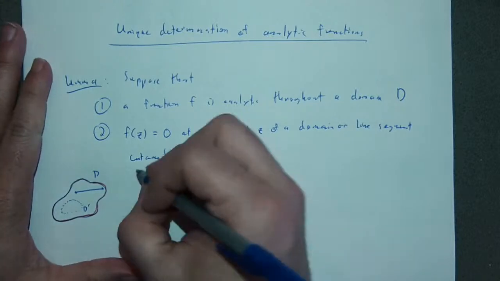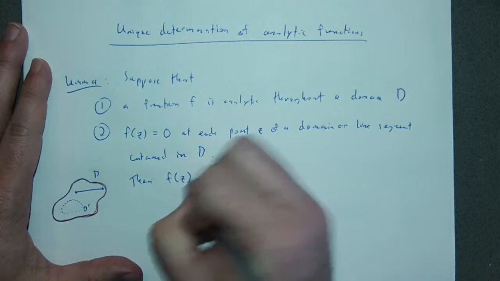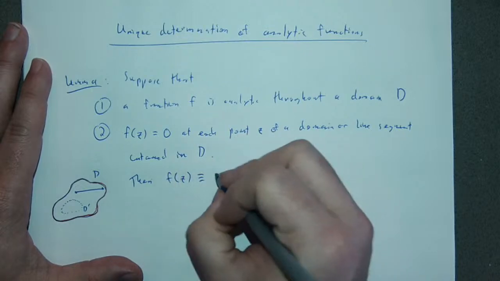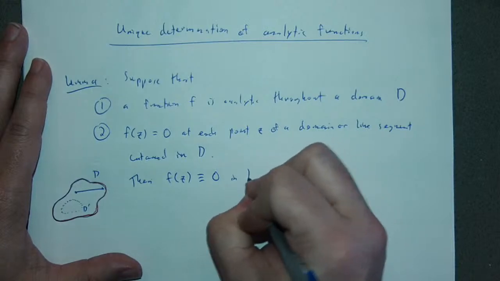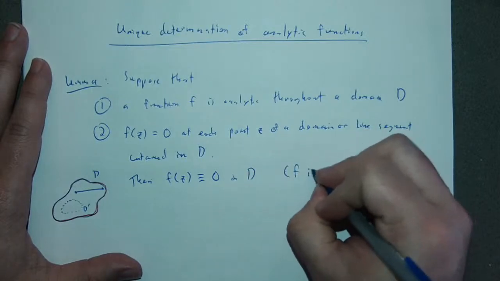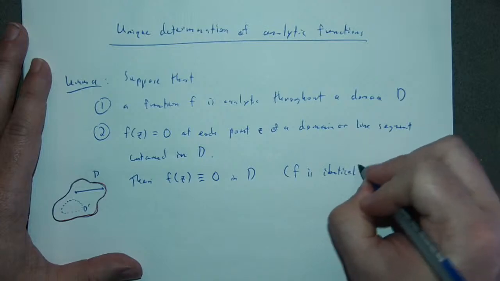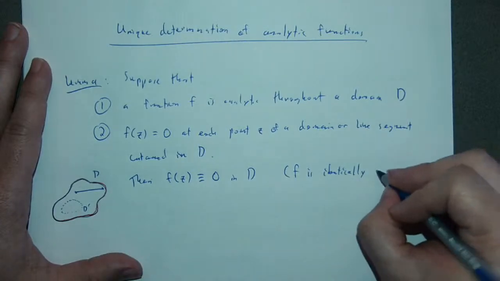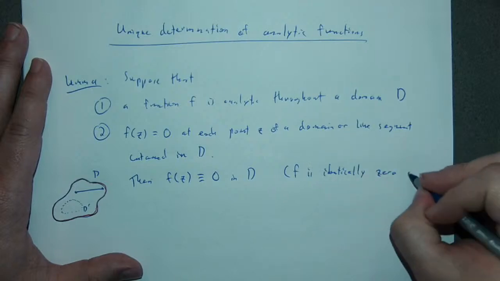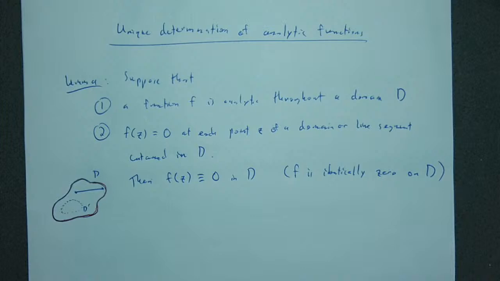All right, then the conclusion of this lemma is that f of z is identically 0 in D. So it is actually identical to the constant function 0 on the entire domain. So this is identically 0 on D. Okay.